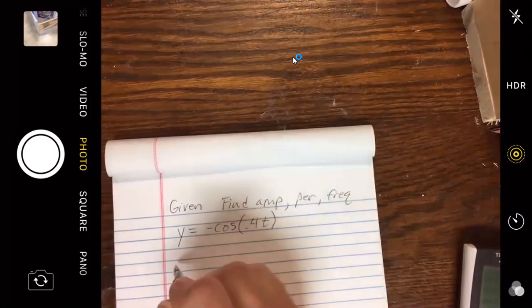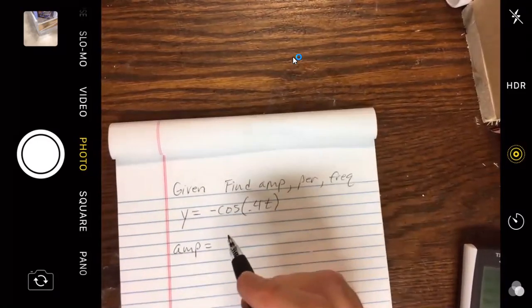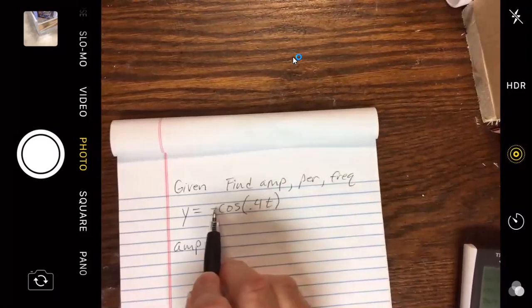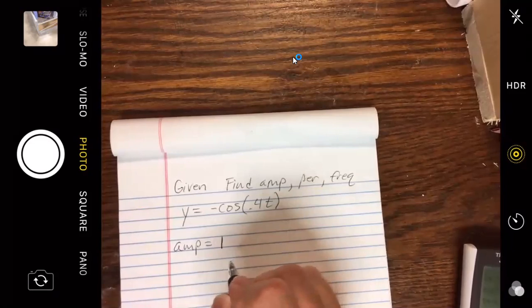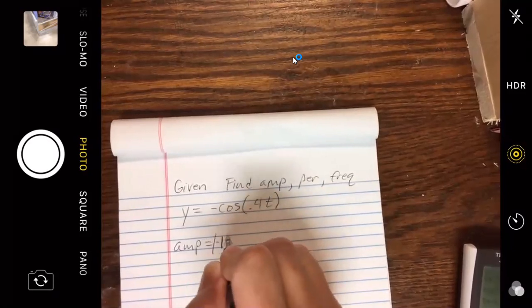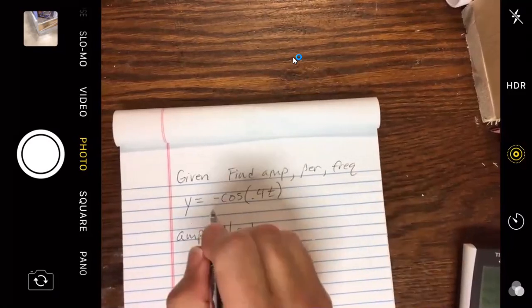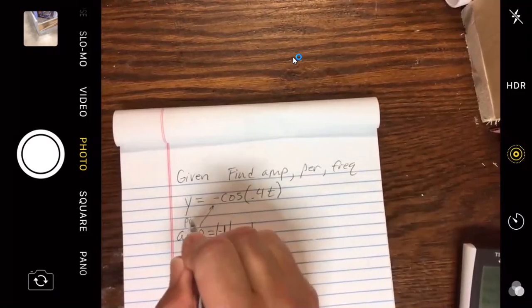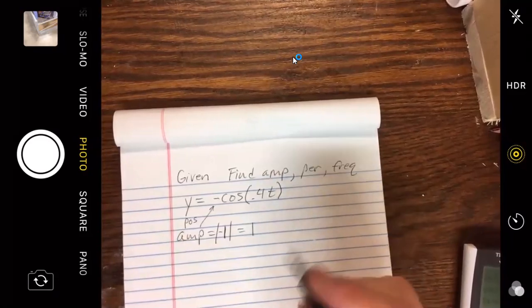So amplitude. Amplitude is -1, correct? Very close, but not quite. Amplitude is 1. It's the absolute value of -1, which is 1. Yeah, it's tricky. They always take amplitude. Yeah, because they already have a negative there. So like they already kind of messed me up.